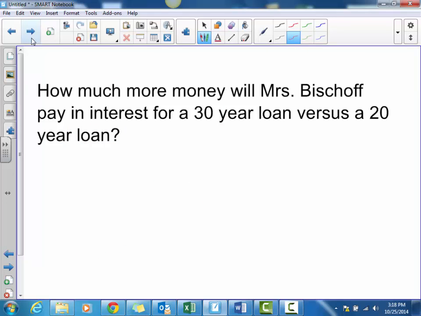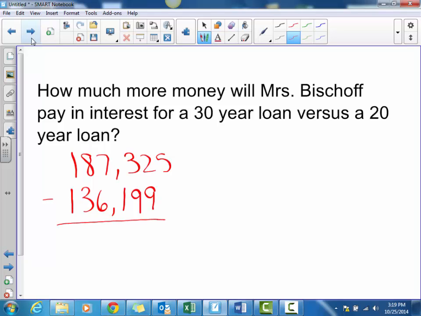How much more money would Mrs. Bischoff pay in interest for a 30-year loan versus a 20-year loan? So we take the 30-year loan, which is $187,325.26, and subtract $136,199.36. So when I subtract the two, I determined that I would end up paying $51,126 more for that extra 10 years. So I'd pay an additional $51,000 in interest.